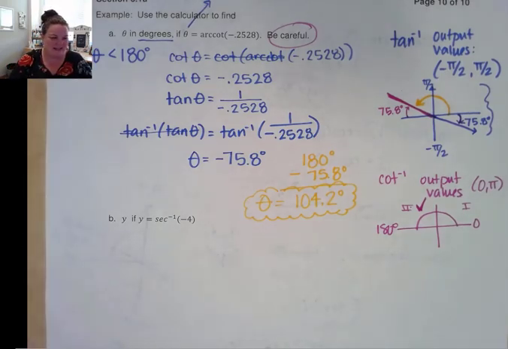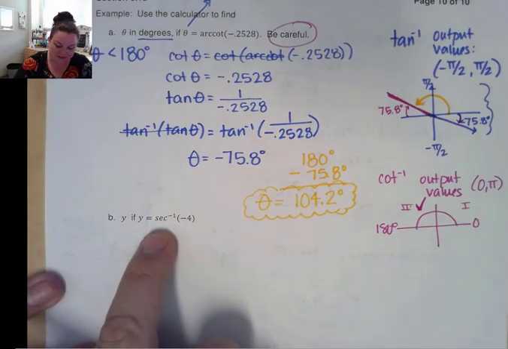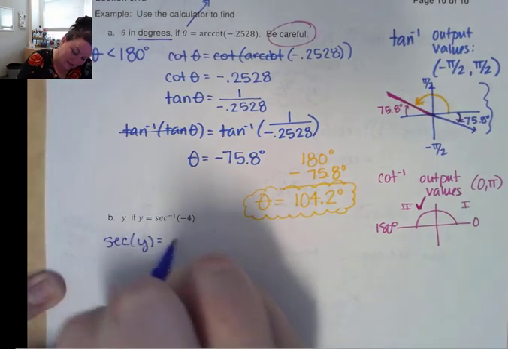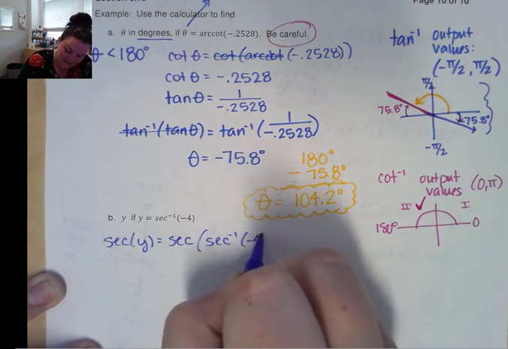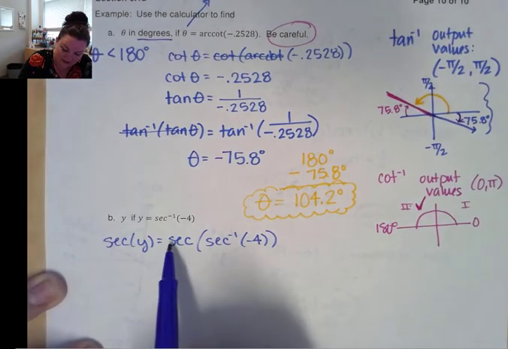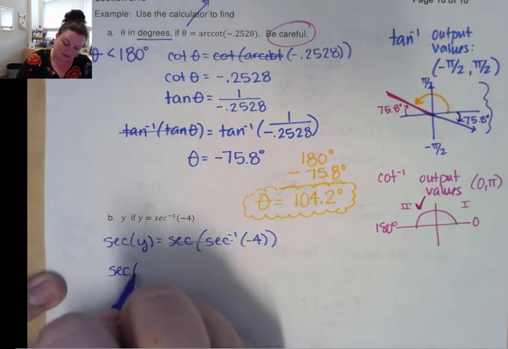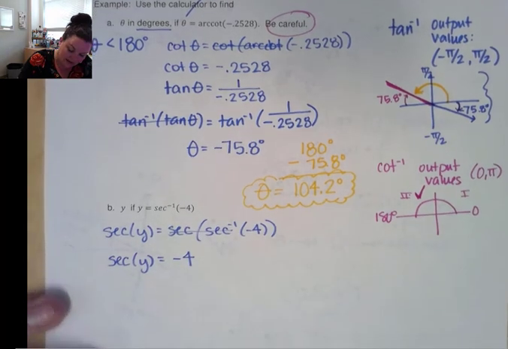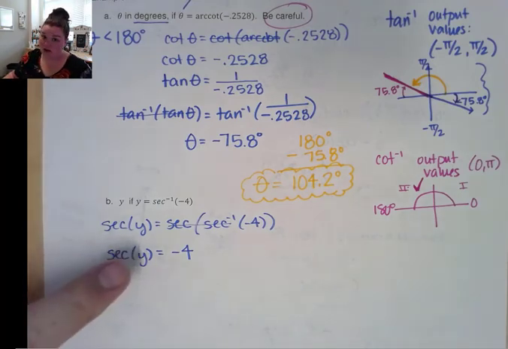Okay. This one is secant. Secant value, okay? So for secant, we can just take the regular secant to get rid of secant inverse. So we're going to say secant y is equal to secant of secant inverse evaluated at -4. So my secant and my secant inverse cancel out. So I have secant y is equal to -4.